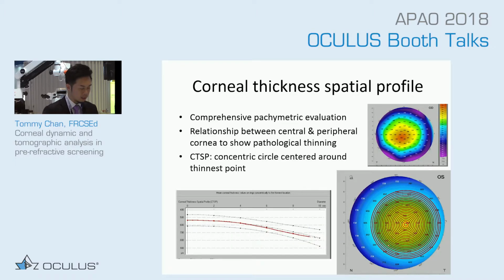Another thing is the corneal thickness spatial profile, which is like a growth curve for a baby. For example, if the cornea is getting thicker and thicker from center to periphery at an abnormal rate, it will show up in this graph. And we believe that most corneas have a pretty similar rate of changing corneal thickness from the center to the periphery.